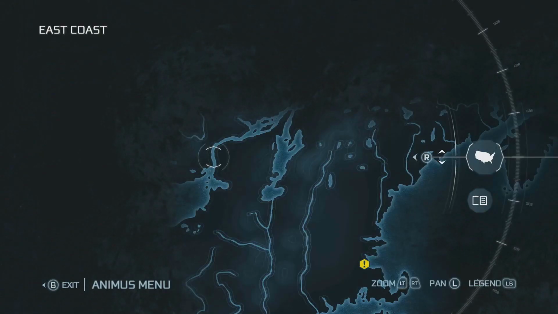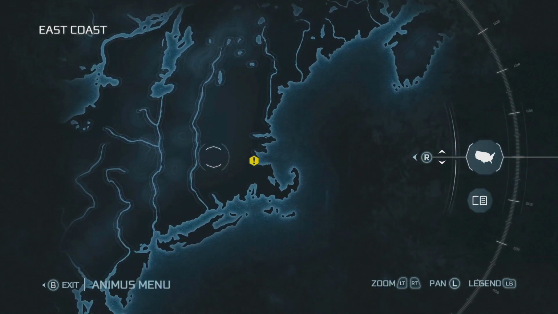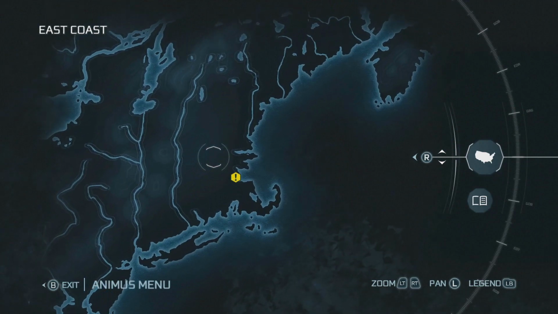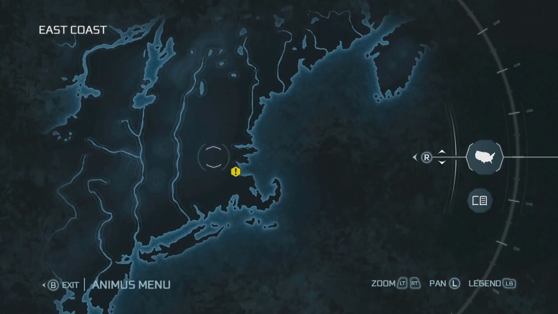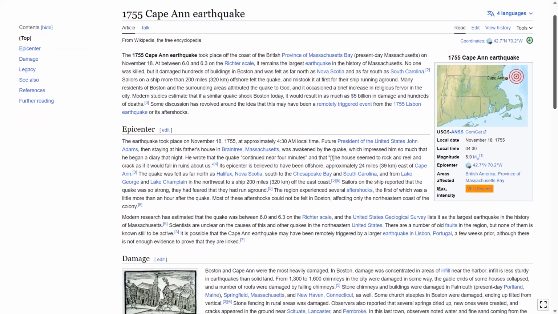Mwahaha! I knew it. I knew we would talk about this event. I called it in a previous video of mine. So let's get into it. The 1755 Cape Ann earthquake was and remains to this day the largest recorded earthquake in Massachusetts history. I'll pause for dramatic effect.